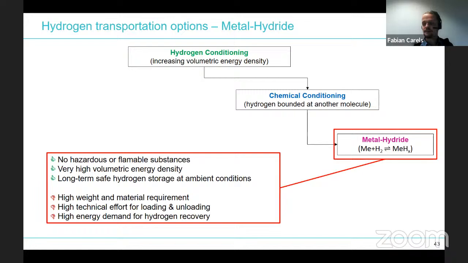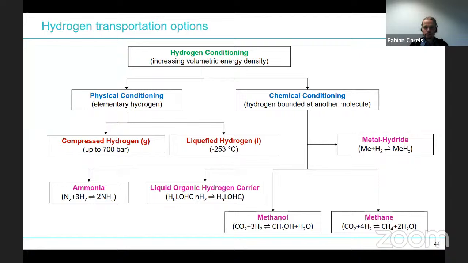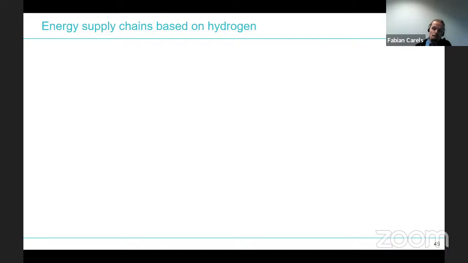We have a high technical effort for loading and unloading, so we need big plants to do this, and there's also a high energy demand for the hydrogen recovery. So this is basically a final overview of the different options for hydrogen storage and transportation. And especially if we talk about transportation, based on these different options you have seen on the last slides, we can make up the so-called hydrogen supply chains.